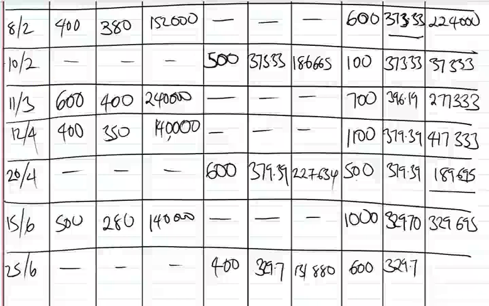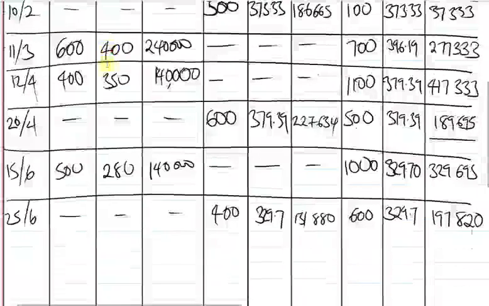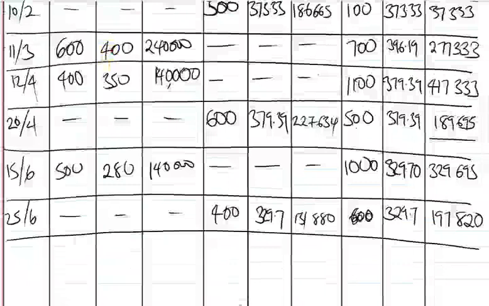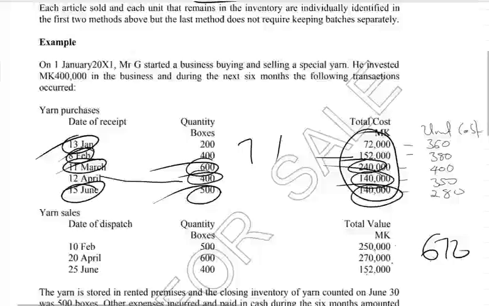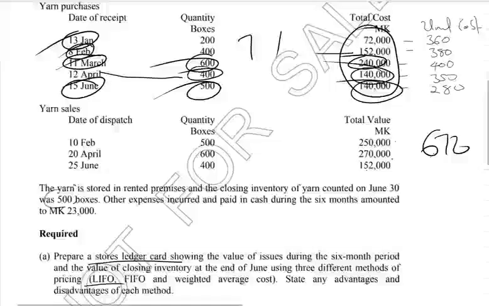So if you multiply these two, you'll find a value of 197,820. So this is how you do it. But right now, our inventory is showing 600, but when they did the inventory count, there are only 500. This is a stock loss. A stock loss should be treated as an expense, as you said.